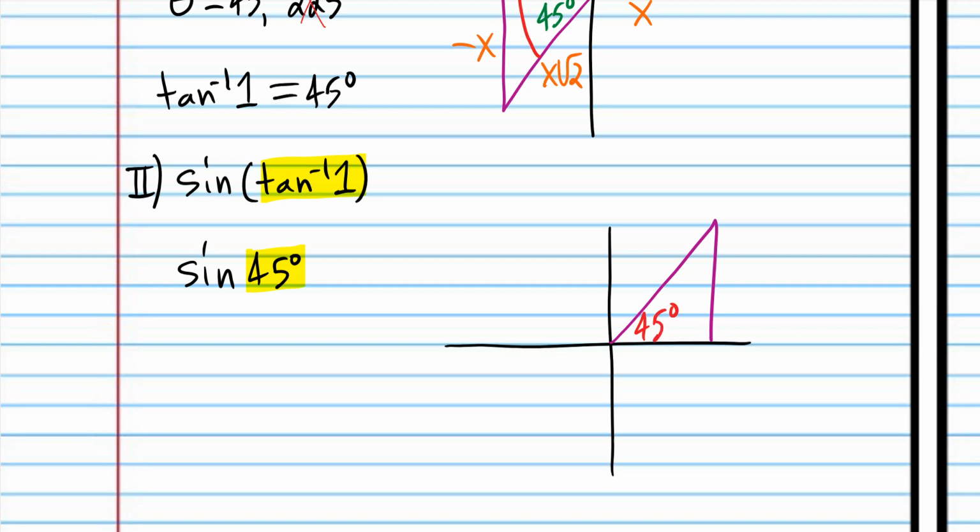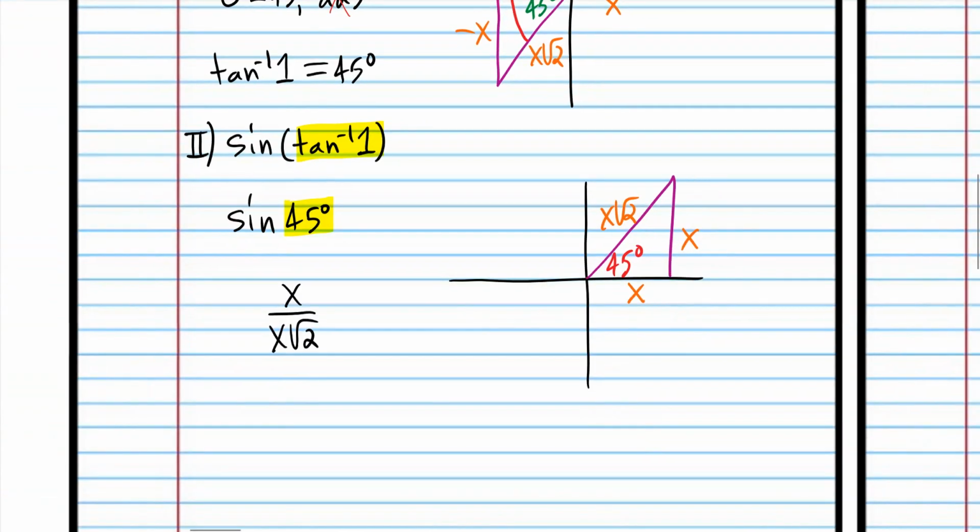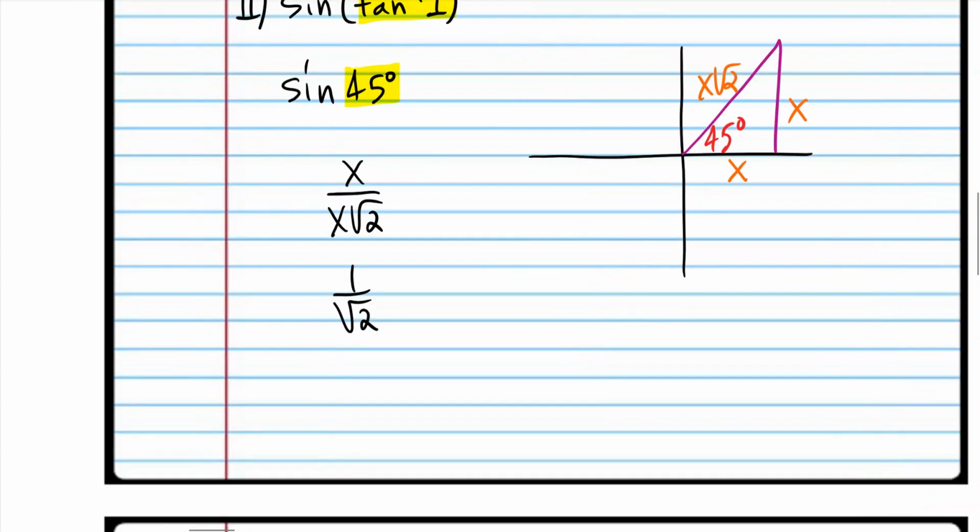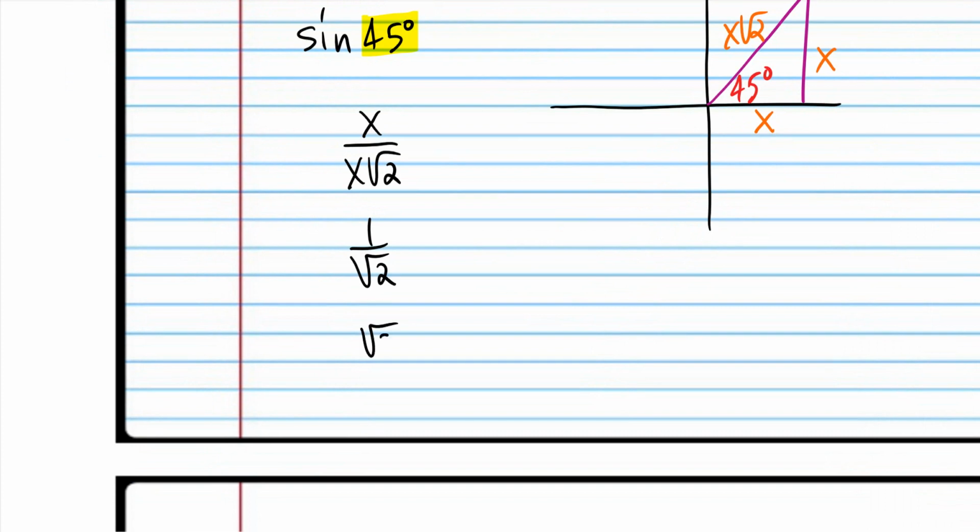And we see that this is a 45, 45, 90 degree triangle. And sine is the opposite side of the reference angle divided by the hypotenuse. And the x's cancel out, and we're left with 1 over root 2. And if we rationalize the denominator, multiply both sides by root 2, and we have the following. So there you go.